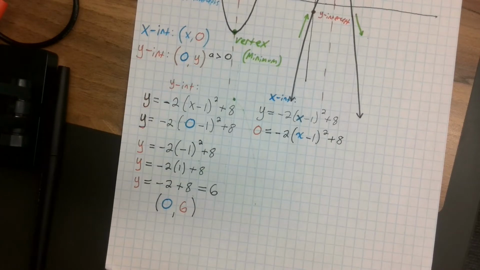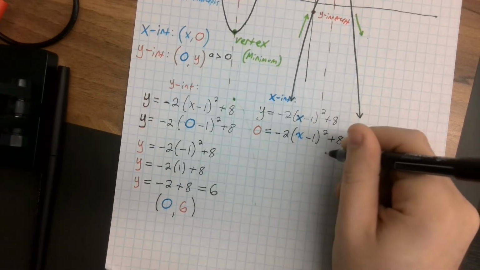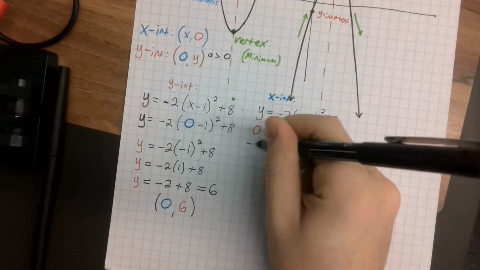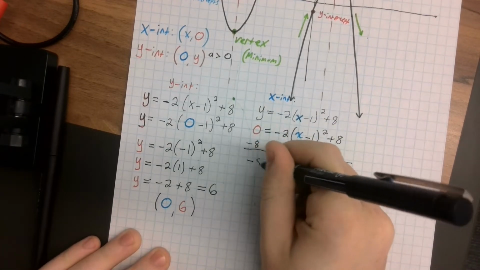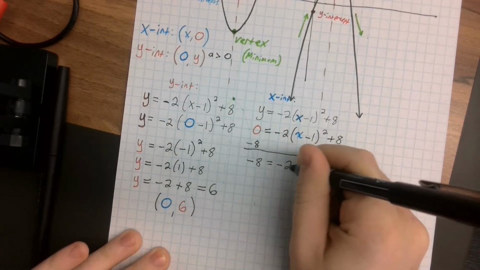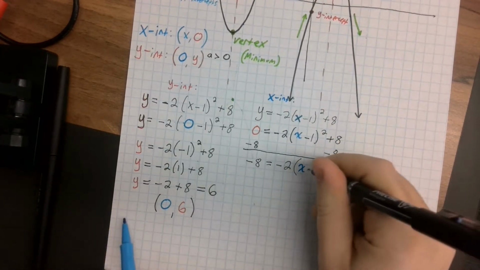Well, when we're undoing, we use reverse PEMDAS. So we know we want to get rid of addition and subtraction first. Let's get rid of 8 by subtracting 8 from both sides. We end up with negative 8 equals negative 2 times the quantity x minus 1 squared.